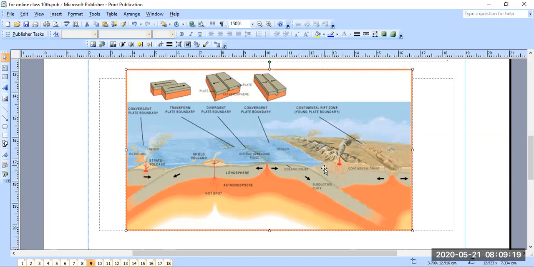So as a result, whatever sediments are found along the ocean border, along the beach, they are compressed and made to rise because they are found along the ocean border. So these mountain ranges which rise from the ocean bed form a range of mountains.